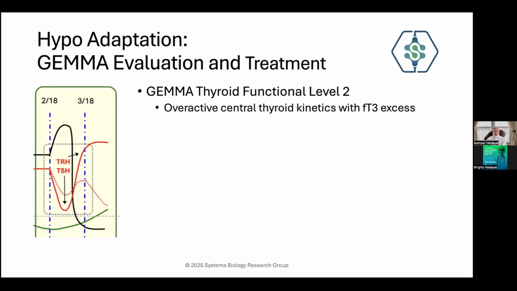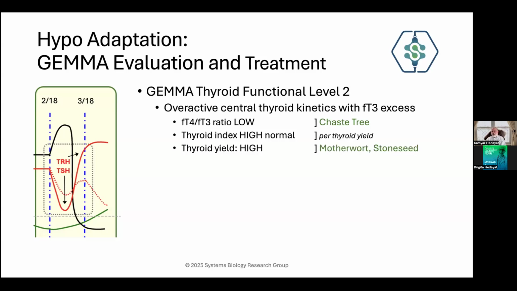And you might see something like overactive central thyroid kinetics with a free T3 excess. And if you went through the panel, maybe you'd see that your T4, T3 ratio is low, and you might want to use chase tree to slow down the rate of conversion of T4 to T3. And your thyroid index is on the higher end of normal.